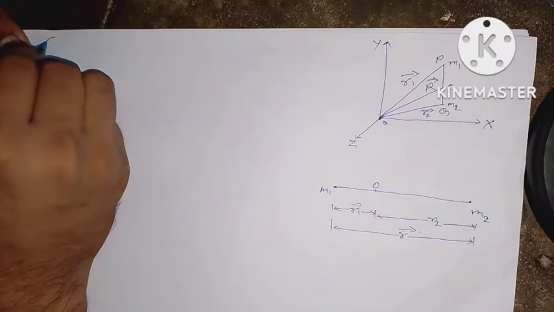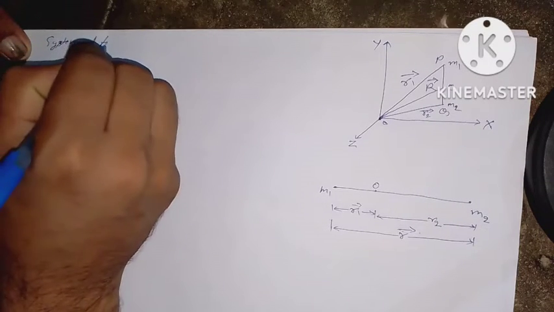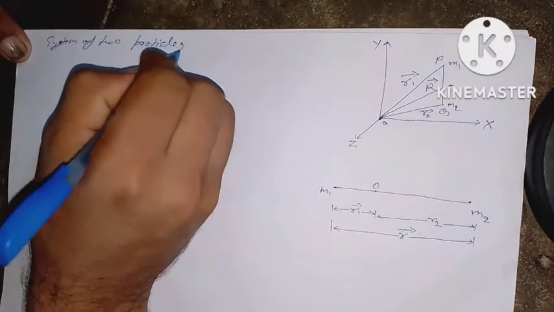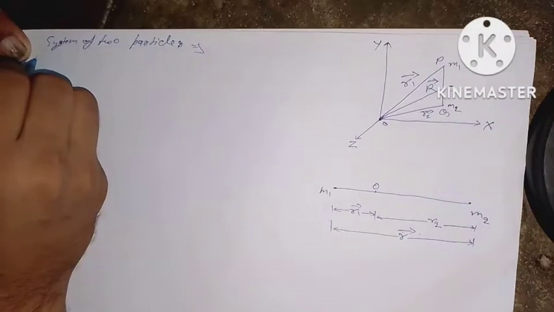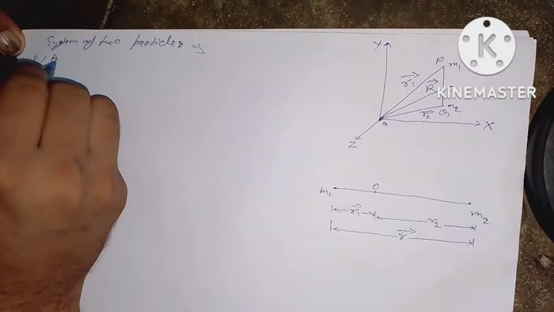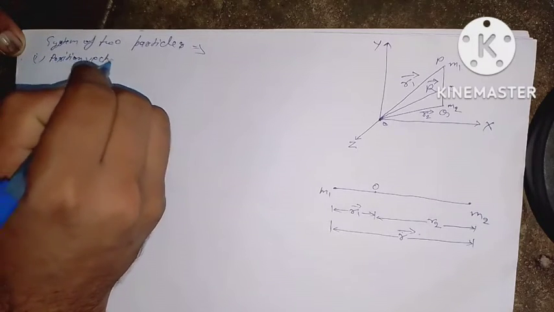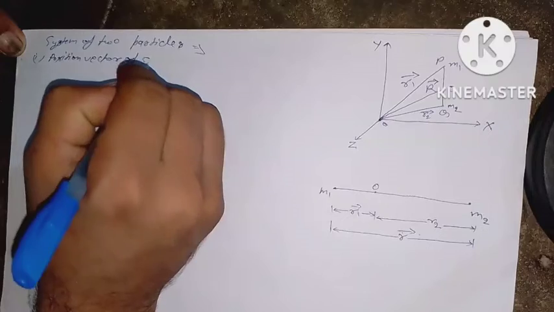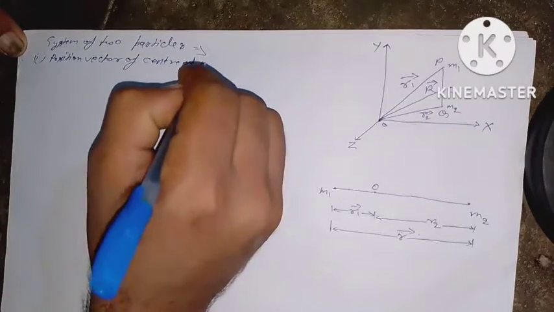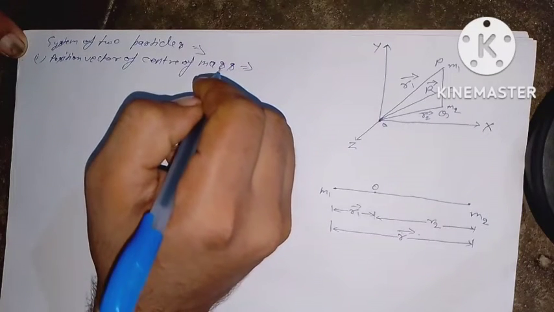System of two particles. Next heading is system of two particles, okay? First is the position vector of center of mass.